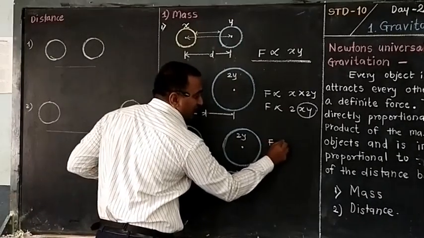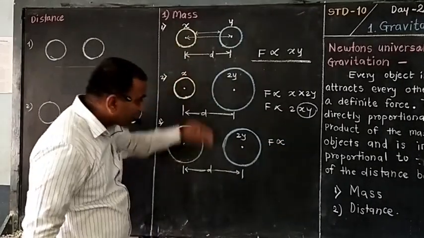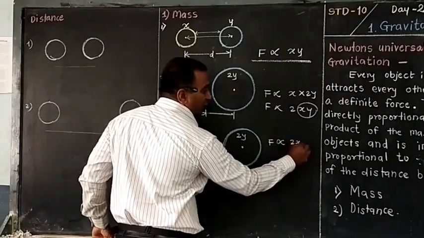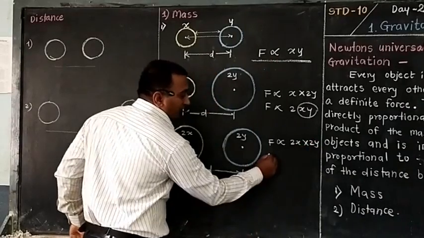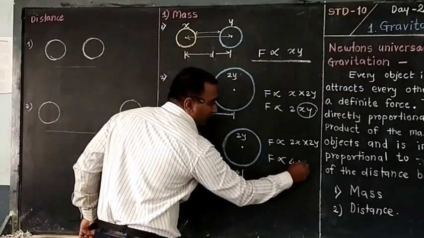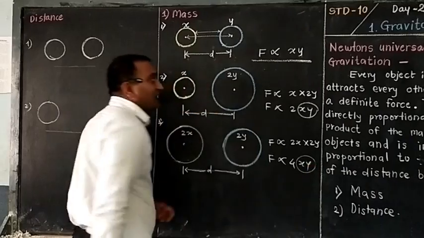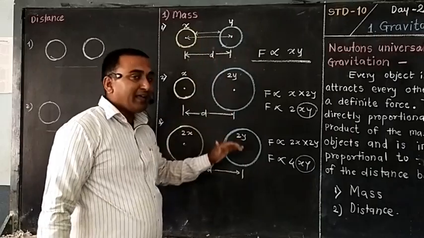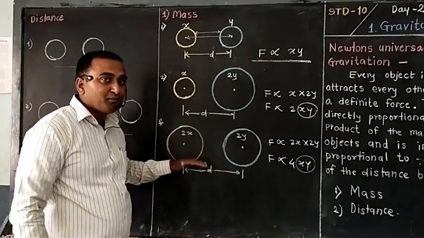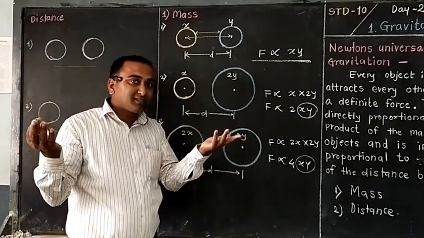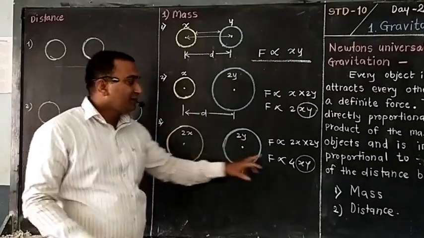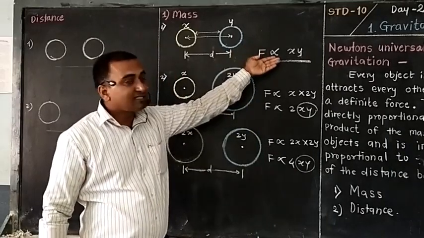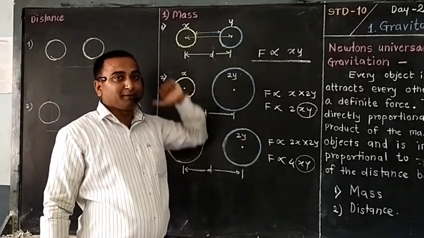By keeping the distance the same, force is directly proportional to the product of the two masses, 2x into 2y. And finally we are getting 4xy. So xy is the mass product, the force in the previous standard example. By increasing the mass of both objects twice the previous mass, definitely the force increases by 4 times that force which exists in the previous example.